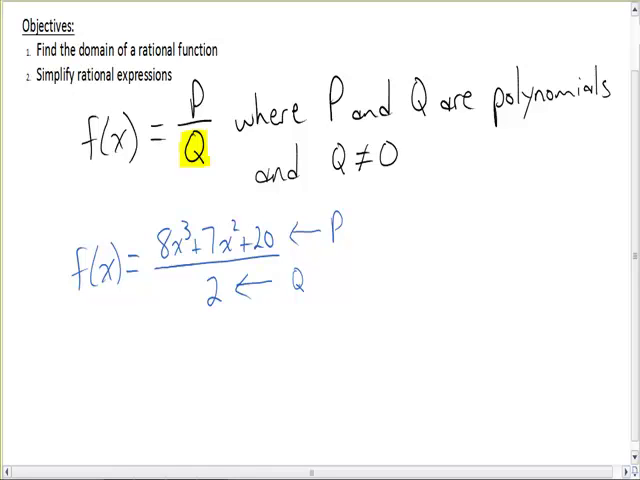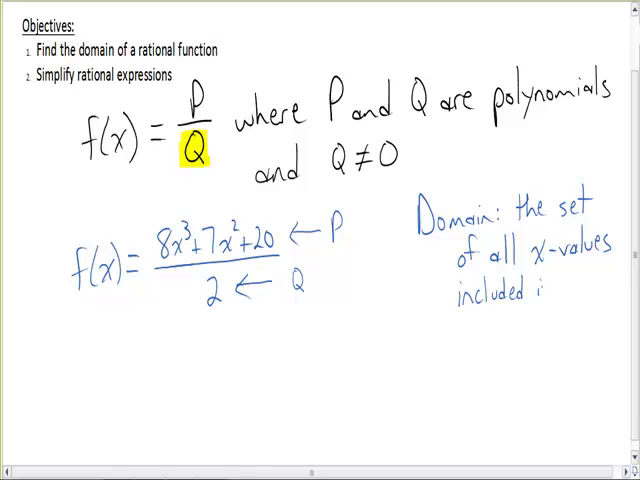Now, what is the domain? Hopefully you've heard that term before, and you'll recall that the domain for any function in general is the set of all x values included in the function. Because there could be some x values that are not included, and that's what we're trying to figure out.